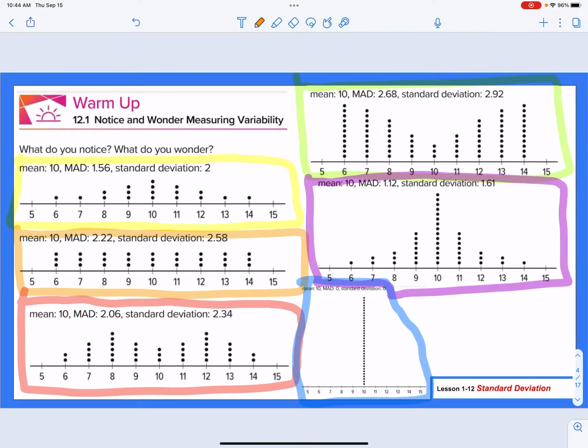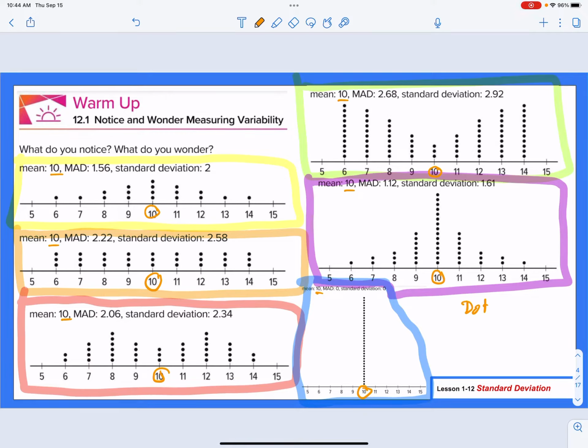So we have a wide variety of things going on there. A few things you might notice with all of them. Granted, they're all dot plots, which is a way of showing the data. We notice they all have a mean value of 10. Did you notice that? So they all have an average of 10. If you were to add up all the dots, they all have an average value of 10, which we can see here, here for sure, here, and here.